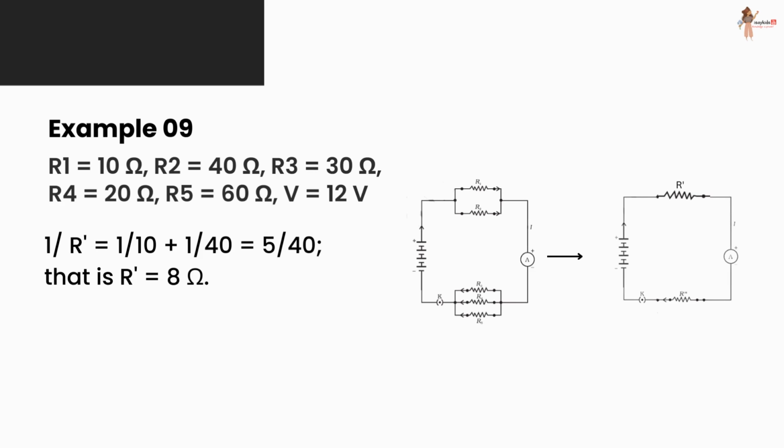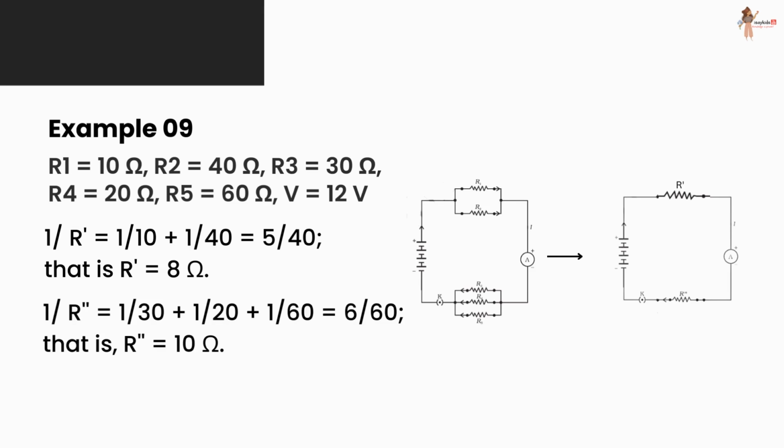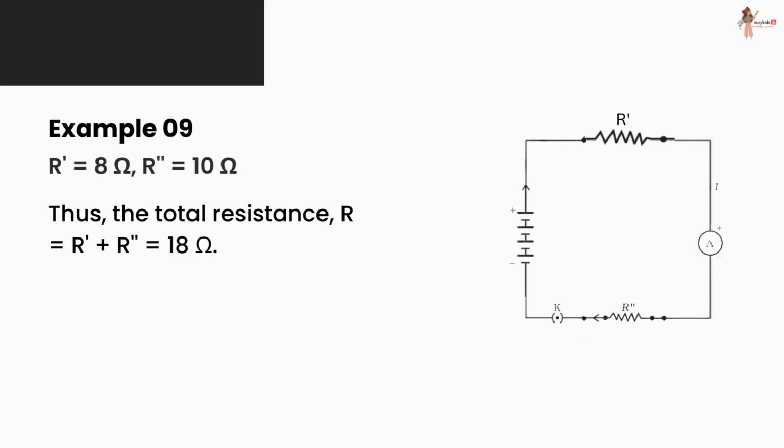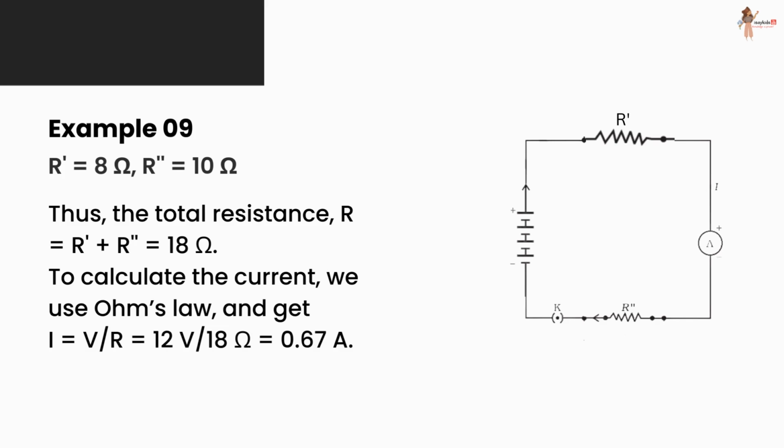So 1 by R dash would be 1 by 10 plus 1 by 40. So R dash is 8 ohms. Similarly, 1 by R double dash would be 1 by 30 plus 1 by 20 plus 1 by 60. So R double dash would be 10 ohms. Thus, the total resistance would be R dash plus R double dash, which is 18 ohms. Let's calculate the current using Ohm's law. We get I is equal to V by R. So 12 upon 18, which is 0.67 amperes.